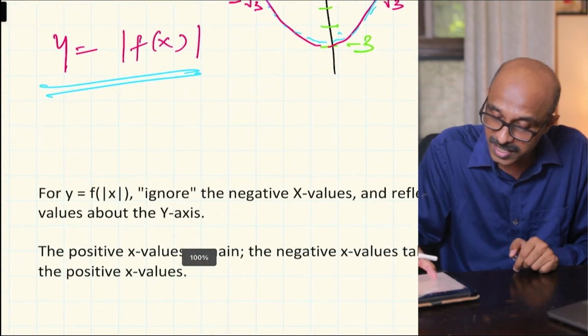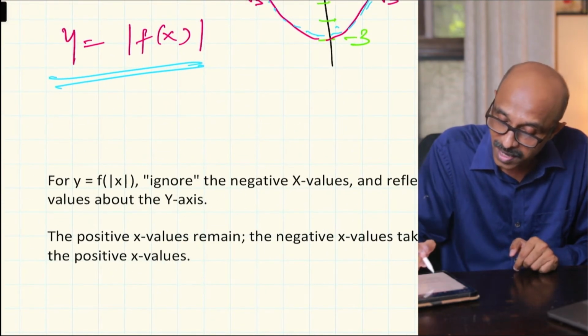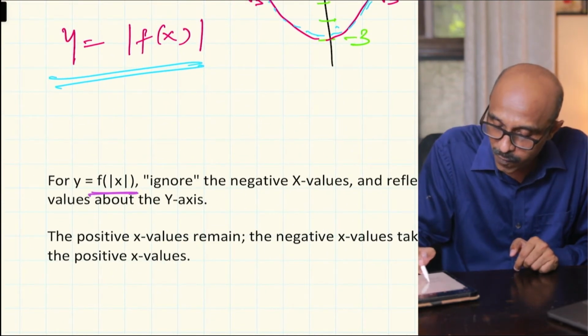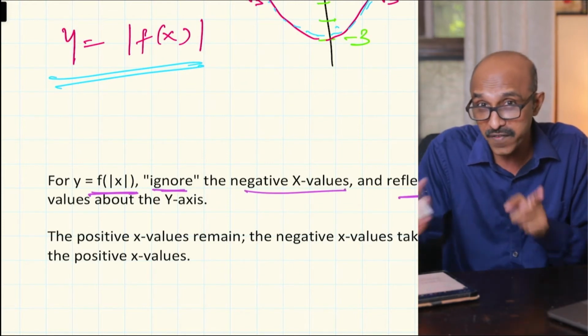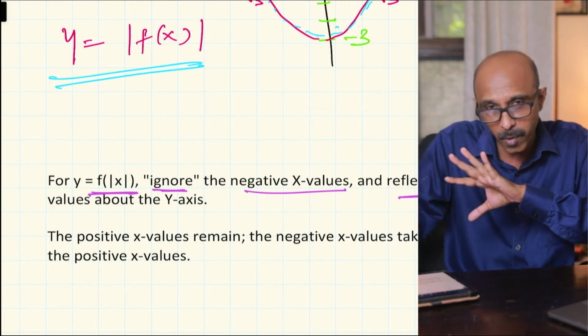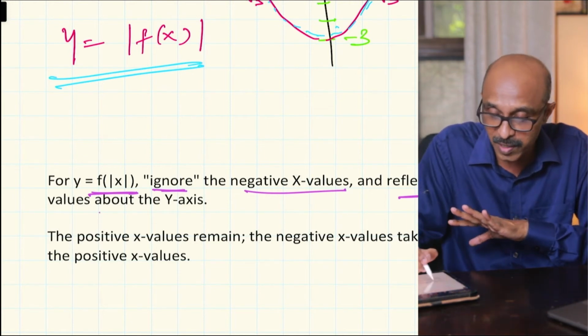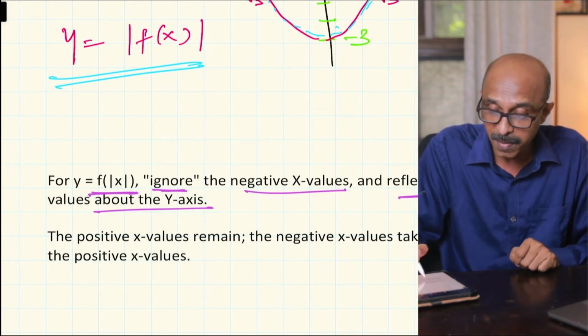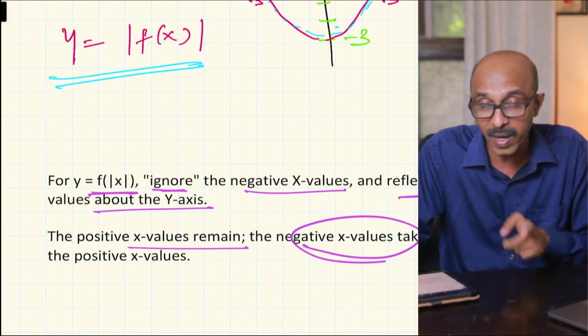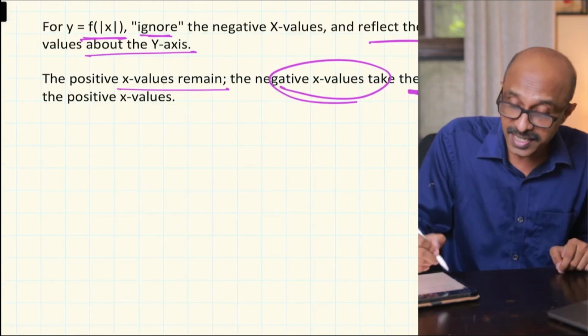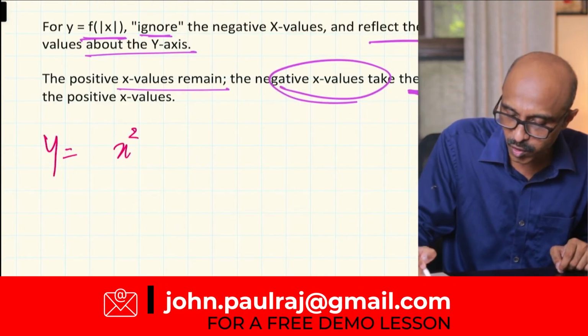So it's like saying for y is equal to f of the absolute value of x, ignore the negative x values, and we're going to reflect the positive, because you're considering the positive, right? Reflecting the positive x values about the y-axis. The positive x values remain, but the negative x values will take on the y values of the positive x values. So let's take an example. y is equal to x cubed minus 3.